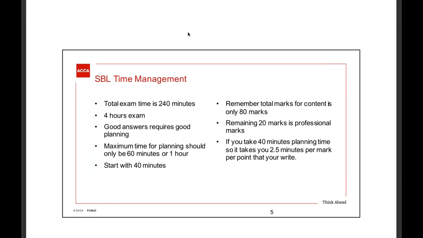So basically for your exam, why is time management important? Because you have to complete all your tasks successfully within that particular 4 hours.